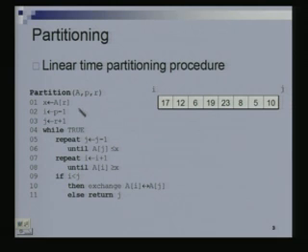This is the procedure to do the partitioning. It takes as parameters the array A, and P comma R are the limits of the array. P here refers to this location and R refers to this location. This could be part of a larger array. This just says: partition the sub array from P to R, and we will see what it will do at the end of the procedure.